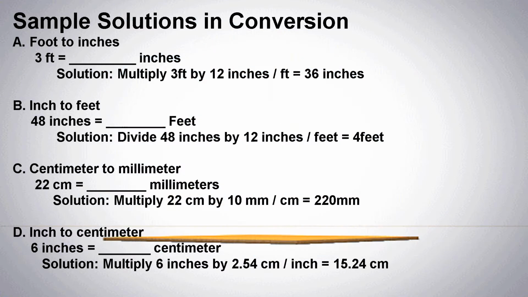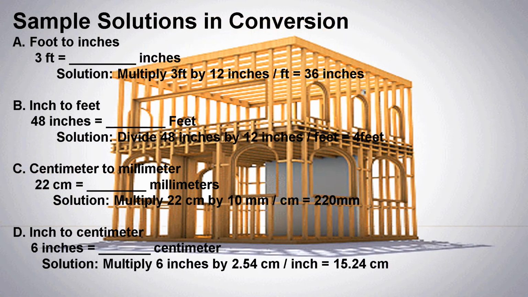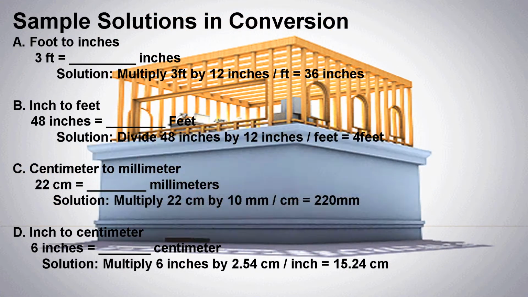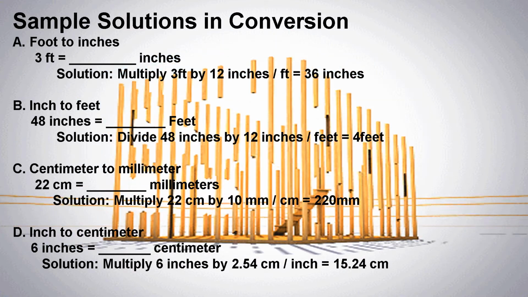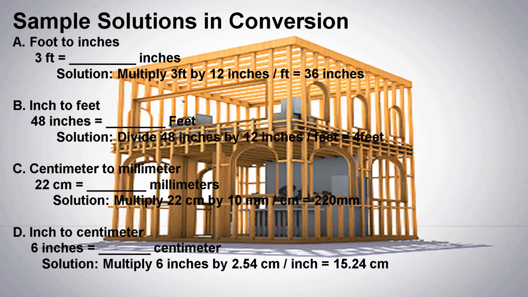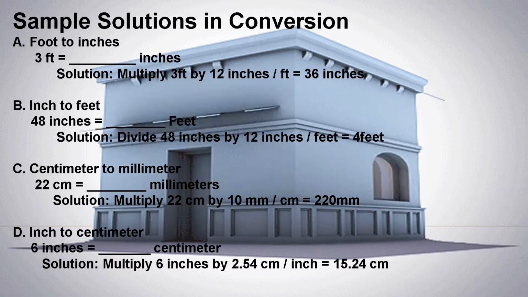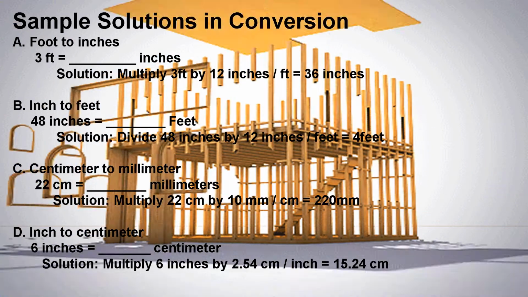Letter B, inch to feet. 48 inches is equal to blank feet. Solution: divide 48 inches by 12 inches over feet is equal to 4 feet.